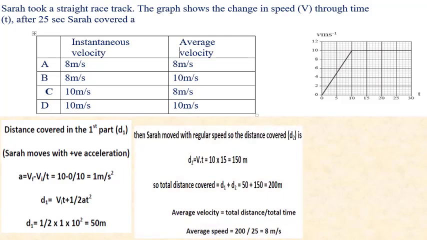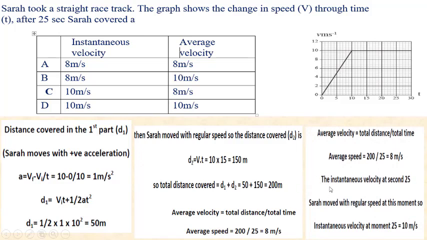Then Sarah moved with regular speed, distance D2. I'd like to get D2. D2 within this interval can be calculated by v t. It will be 10 multiplied by 15. 10 is the speed, and 15 is the difference between 10 and 25. So it will be 150 meters. Total distance covered by Sarah is 200. The average velocity equals total displacement over total time. It will be 8 meters per second.